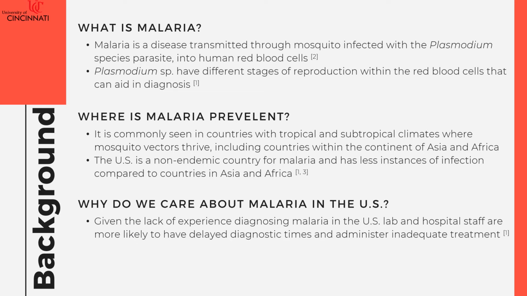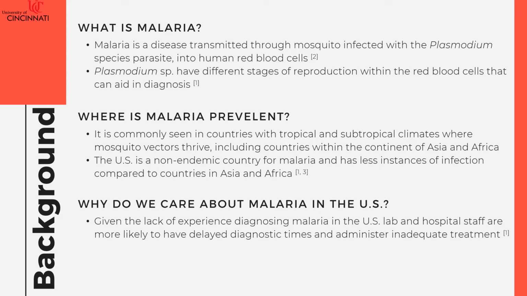So you may be wondering, what exactly is malaria? Where can you find the highest number of cases? And why do we care about malaria within the United States? Well, malaria is transmitted through mosquitoes infected with the Plasmodium species parasite. And when an infected mosquito bites a human, this Plasmodium species parasite can enter into human red blood cells, being carried throughout the body through the circulatory system. Being inside red blood cells allows the parasite to visibly grow and develop at a microscopic level, while also creating symptoms seen in the patient, characteristic for malaria.